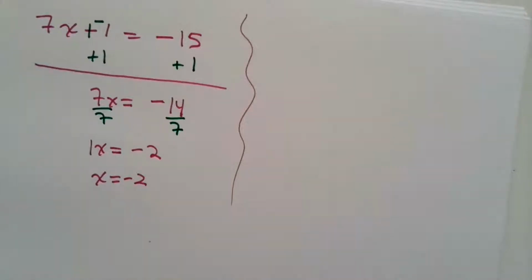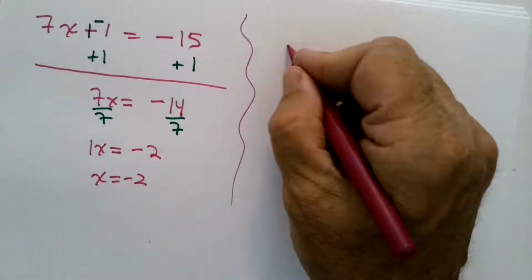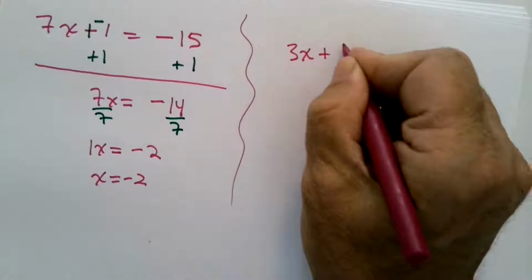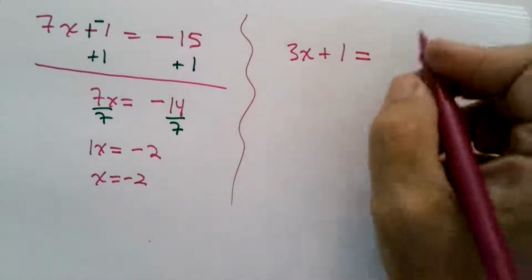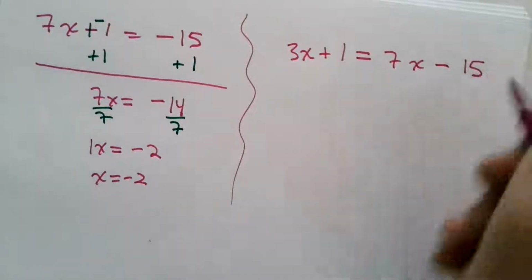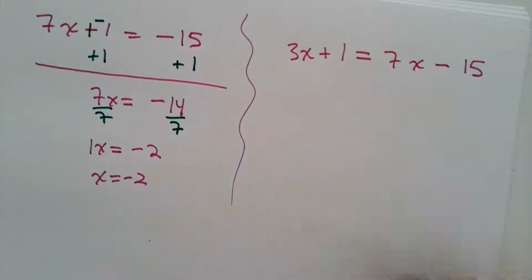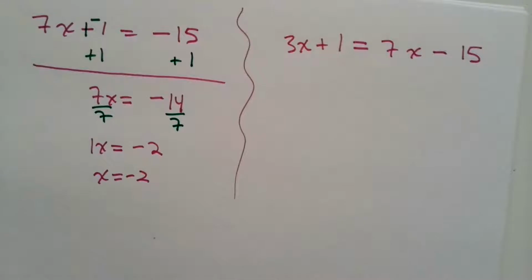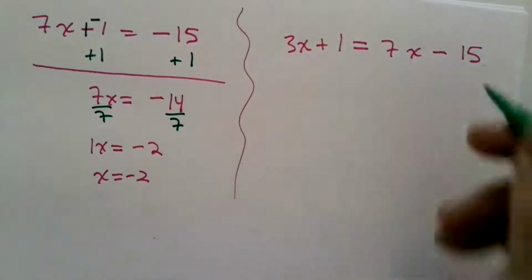So the next type of equation that can get interesting is if we have x's on both sides. So for example, if I want to solve the equation 3x plus 1 equals 7x minus 15. What I'm going to do here is I'm going to change the minus to plus negative like I like to do.